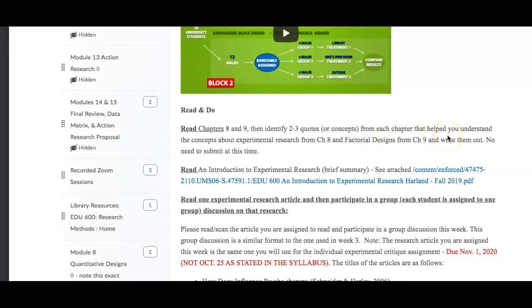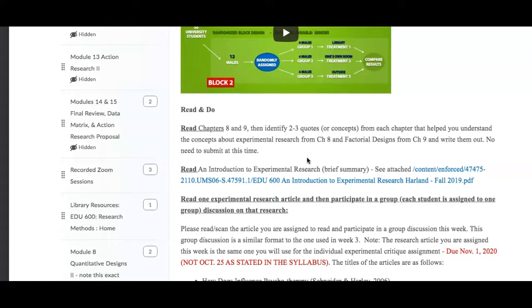Write them out, put them somewhere, and there's no need to submit them at this point. If you want, you can bring these to our Zoom meeting coming up on Wednesday at 7 p.m., but I'll talk about that as we go through the materials.